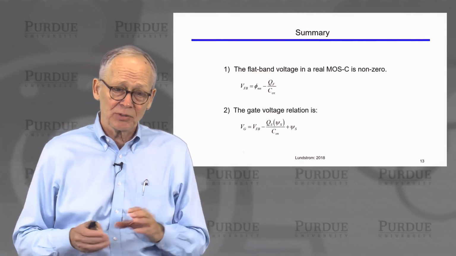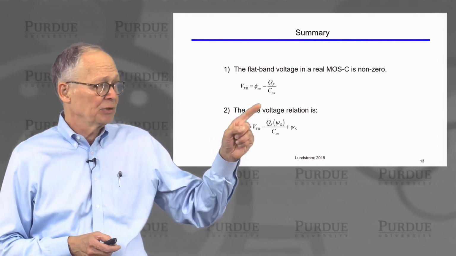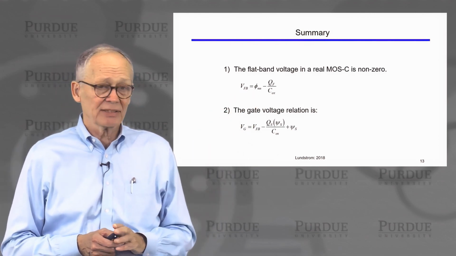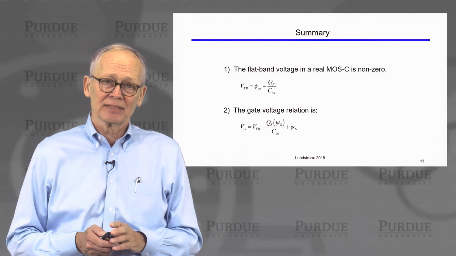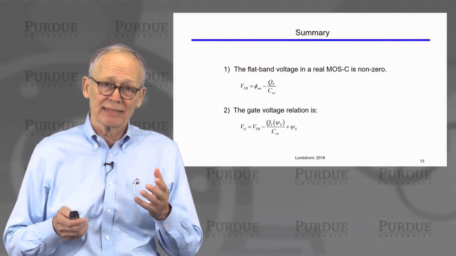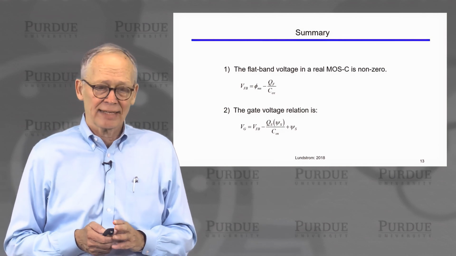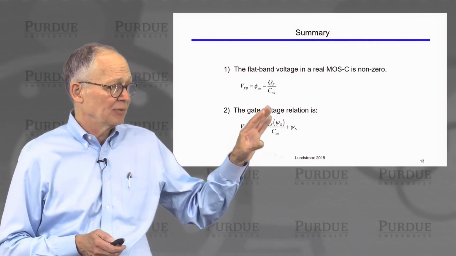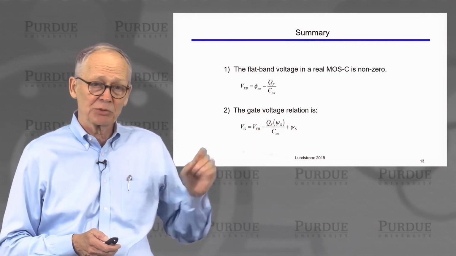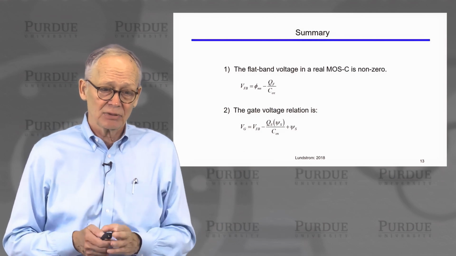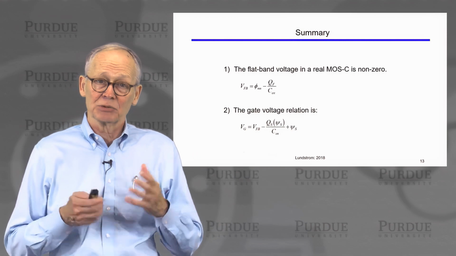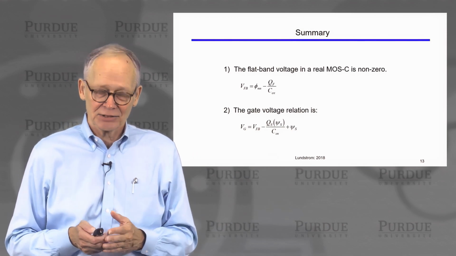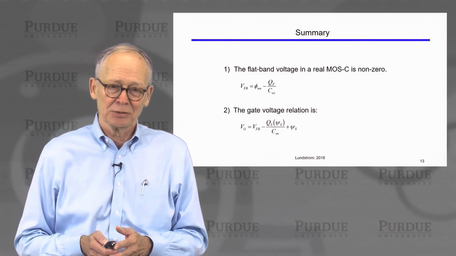All right, so just to summarize this lecture, the flat band voltage in any real MOS capacitor occurs at a non-zero voltage that is easy to compute. The metal semiconductor work function difference minus the fixed charge over the oxide capacitance. And the gate voltage relation that we had before, which relates the surface potential to the gate voltage, is easy to adjust. We simply add the flat band voltage, which was 0 in an ideal structure, but is not 0 in any real structure.